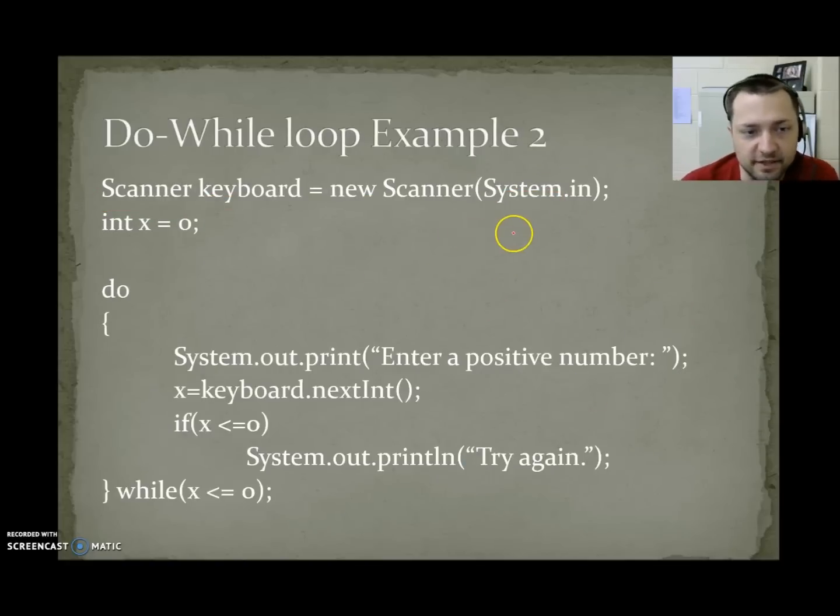This one we did need the scanner. So Scanner keyboard equals new Scanner. X is a 0. This is just a rework of the other program. System.out.print, enter a positive number, x equals keyboard.nextInt. If that number is less than or equal to 0, we say try again. While that number is less than or equal to 0, we come back around and tell them to enter a positive number. This is writing that same code we did before to make sure they enter a positive number, as a do while instead of a while.